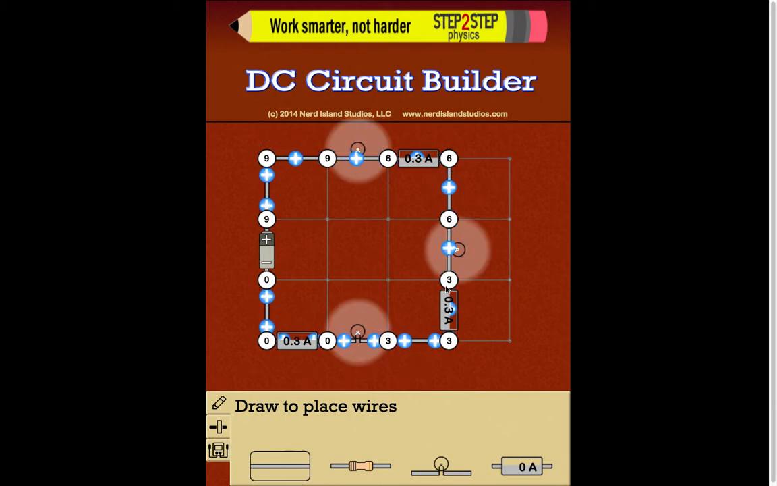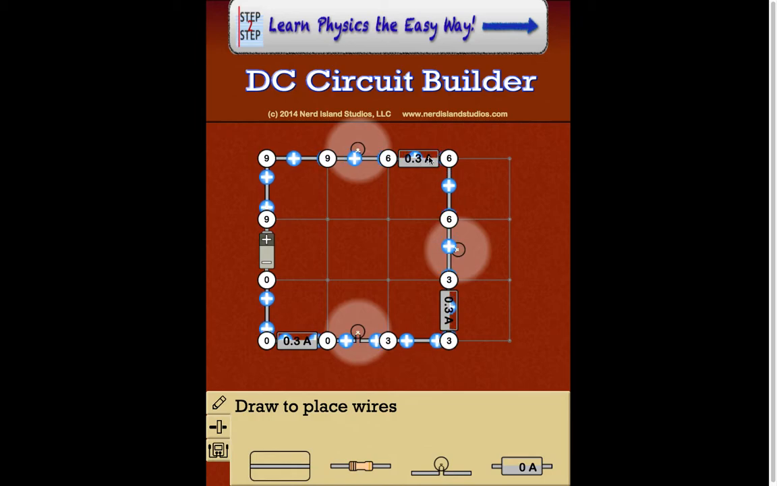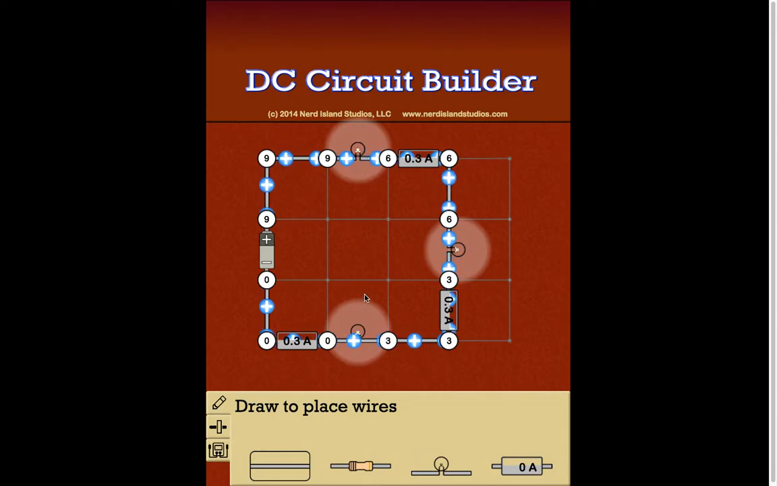Hey, there we have current flowing. We get 0.3 amperes of current flowing. The light bulbs are lit. They're all lit the same amount, so they're all the same brightness. What we say is that means they're dissipating the same amount of power. They are giving off the same amount of light and heat energy every second, and energy per second is what we call power in physics.